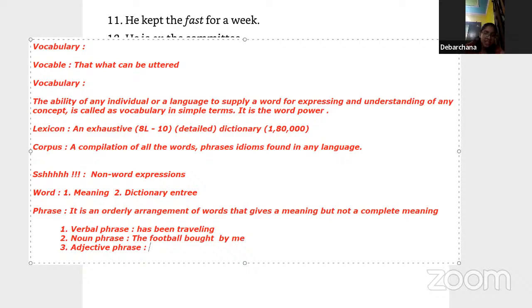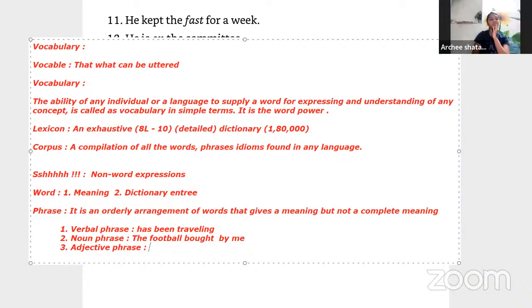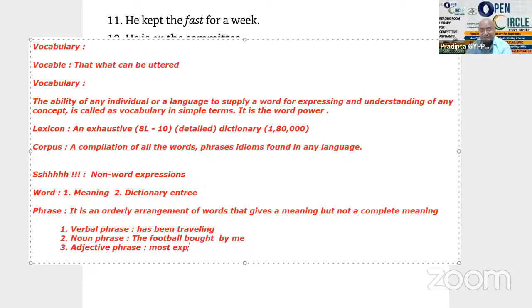Sir, an adjective is a word which modifies a noun. Now we are talking about adjective phrase. That means a group of words that talk about the quality. For example, most expensive. Here you see there are two adjectives together. Most acts as an adverb, or a qualifier, of expensive. Like this, phrases could be of different types.